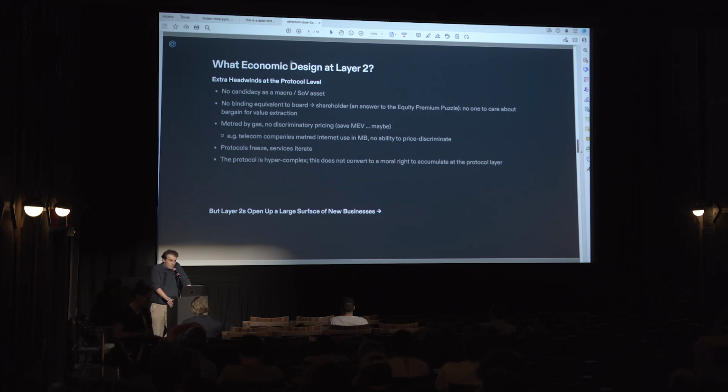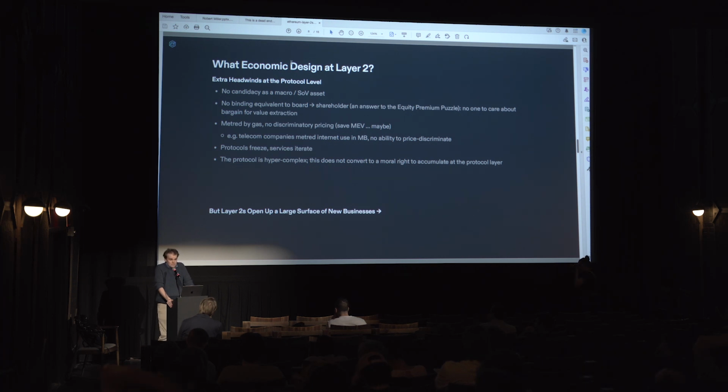There's actually no binding equivalent to the board-shareholder relationship, or any sort of source of value capture, of cash value capture we've seen historically that ensures there is a constant truing up of margin. It just doesn't really exist. So I think that needs to be thought about a bit. It's typically metered by gas.